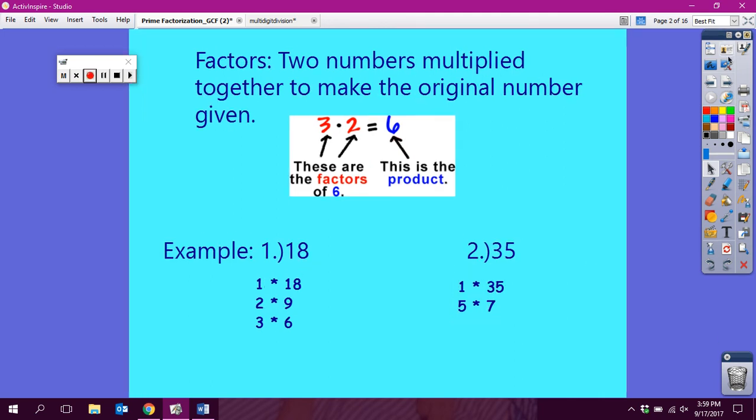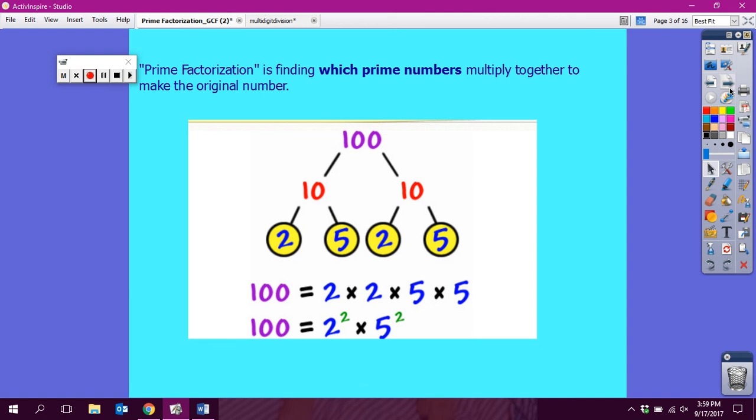Okay, so moving forward: prime factorization. Now that you know what a factor is, you can break down a number into just its prime factors to create your original number. Prime factorization is when you are finding those prime numbers that you could multiply together to make the original number. Here's an example of a breakdown of 100.